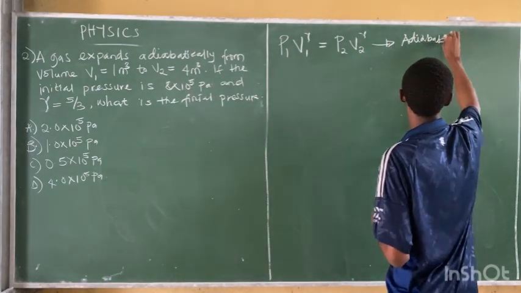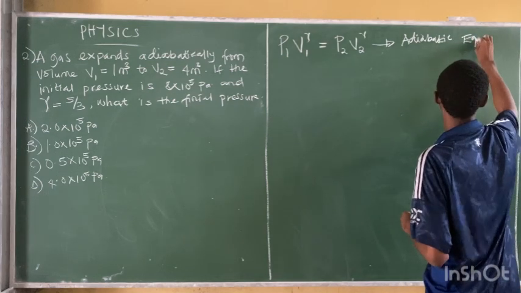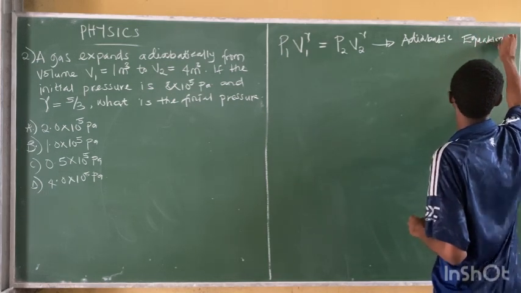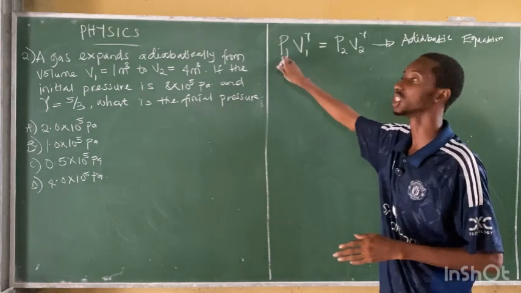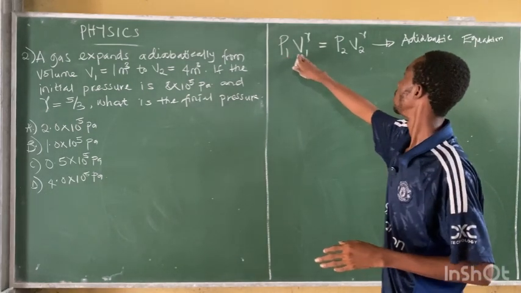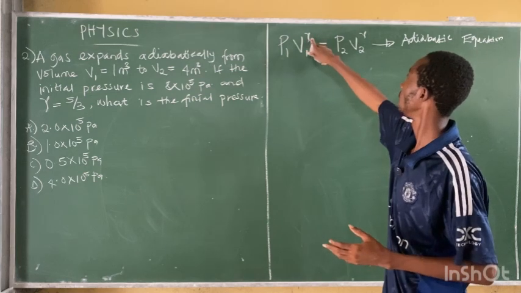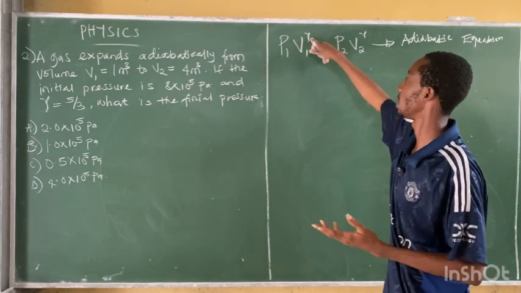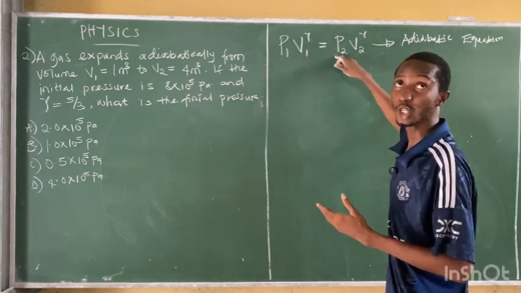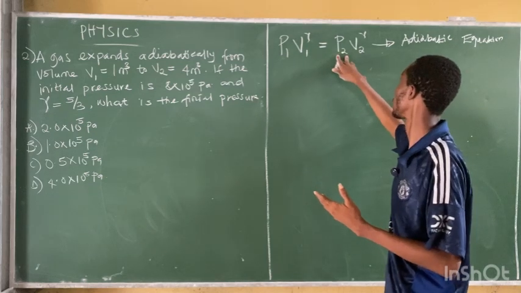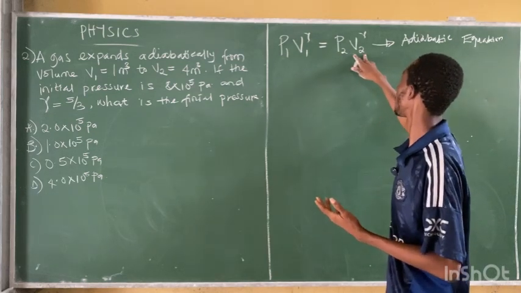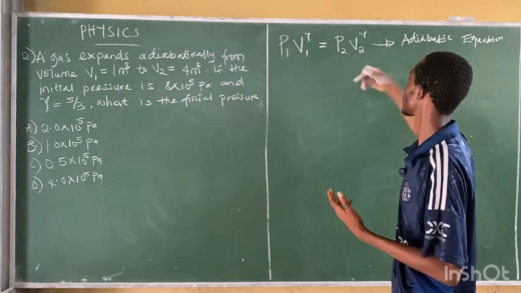adiabatic equation, where P1 is the initial pressure, V1 is the initial volume. Here is the gamma. P2 is the final pressure. V2 is the final volume, and this is our what? Gamma.